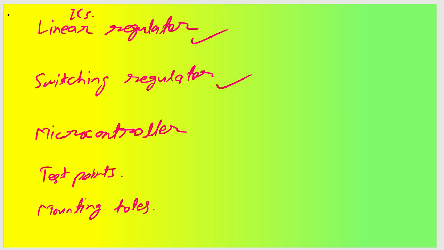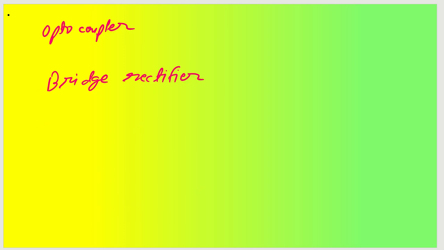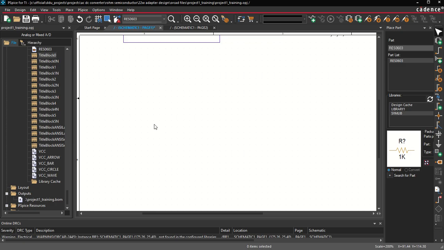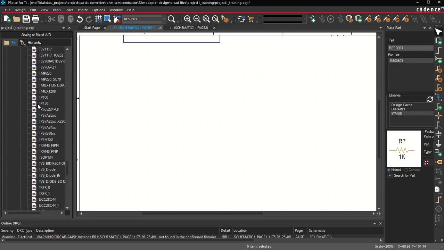Okay, similar to that we can have microcontrollers which you are utilizing for your system designs, test points, mounting holes, all these things. Then we have optocoupler, bridge rectifier, and everything. Okay, so all these things I have actually done for you here, and you can utilize this library for that purpose. So let me just give you an example of how we do that.